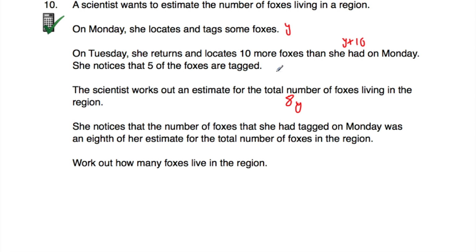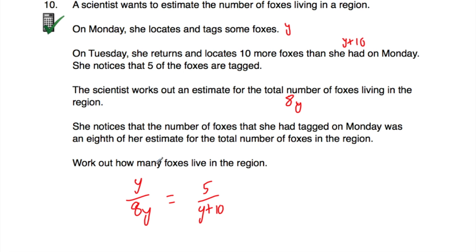So we've now got some information. We can then write that as an equation. On Monday, she tagged Y out of the 8Y foxes altogether. So out of the total population, she tagged Y. So that's Y over 8Y, and that's equal to, on Tuesday, she caught Y plus 10, and 5 of them were tagged. So 5 out of the Y plus 10 would be equal to Y out of the 8Y. In other words, Y over 8Y is equal to 5 over Y plus 10.